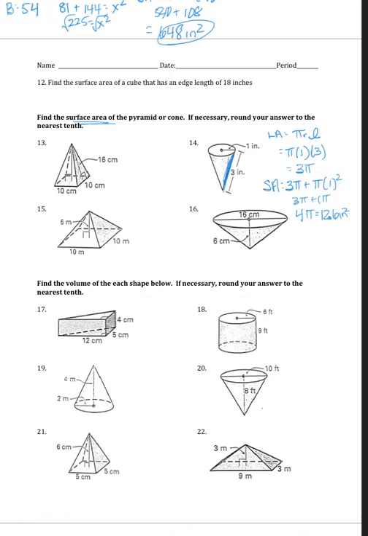inches squared. All right, so now we're going to look at a pyramid. So I'm trying to do one of each shape if you couldn't figure that out yet. So we're going to do number 15. So when we're dealing with a pyramid, lateral area says we're going to take the perimeter of the base times the slant height divided by 2.